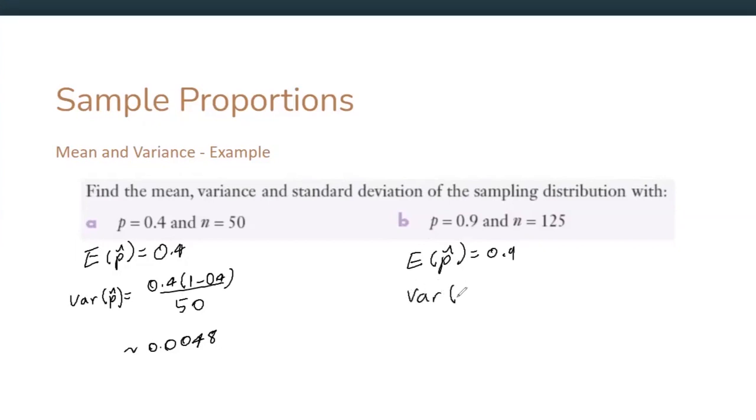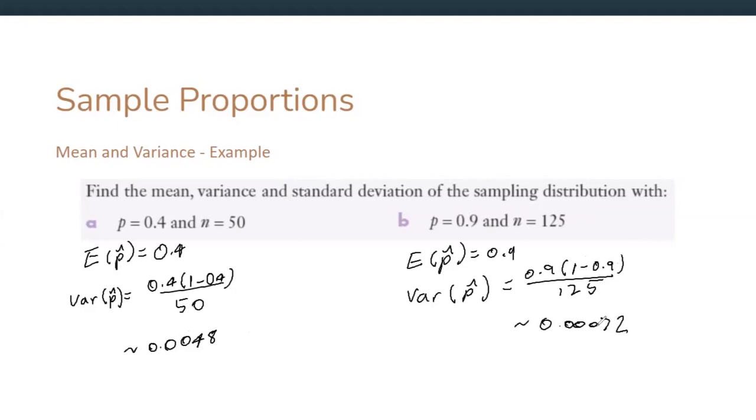For the second one, the expected value of p is 0.9, while the variance is 0.9 times (1 minus 0.9) all over 125. Substituting this into your calculator, you should get approximately 0.00072. So this is approximately 0.5%, whereas this is less than 0.1%.